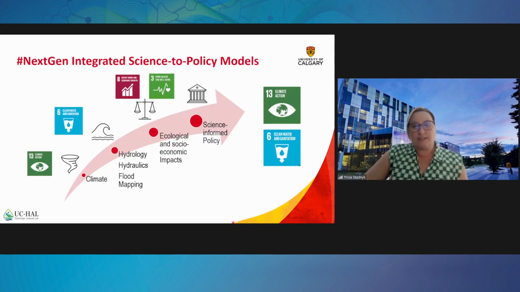So what knowledge is needed from a policy perspective is that we feed the climate simulations into both the hydrology and hydraulics models, which then allow us to look at floodplain mapping. But instead of stopping there, we can actually integrate ecological and socioeconomic impacts using integrated water resource management modeling. And from there, integrate science-informed policy decisions into the sensitivity analyses that we do from the hydrologic models.